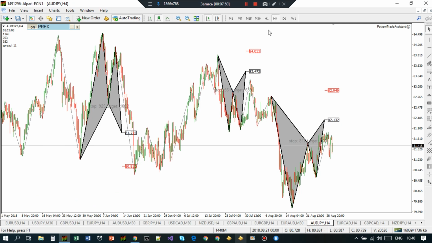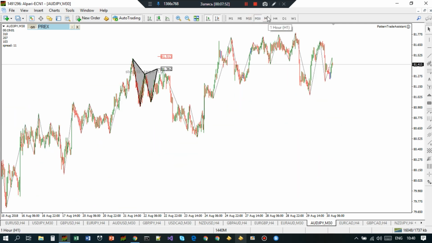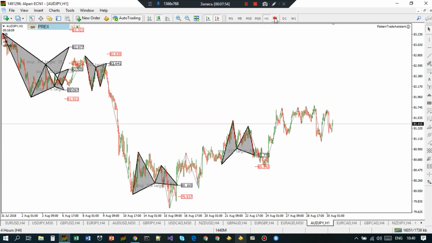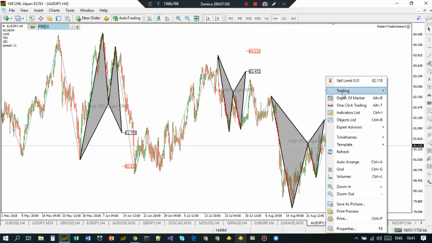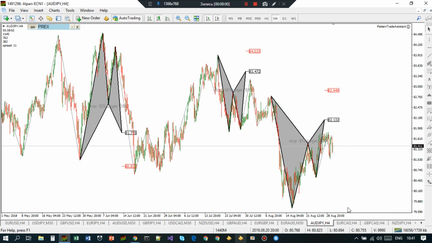Aussie yen, potential 4 hour pattern. We go to 30 minute, have nothing. 1 hour, nothing, and 4 hour we just set that alert. Let's go next.